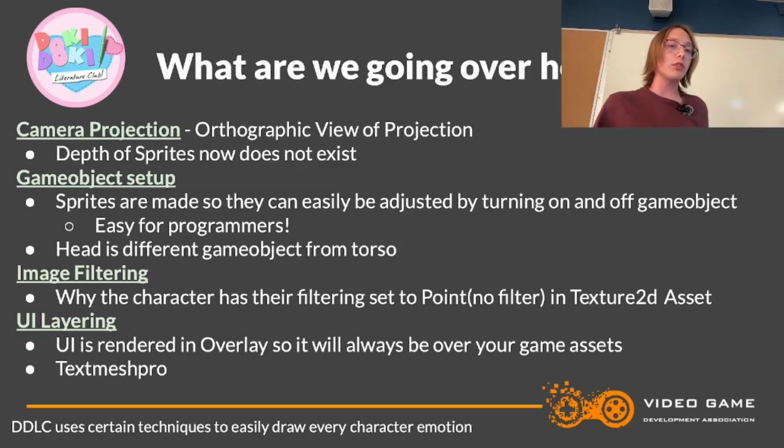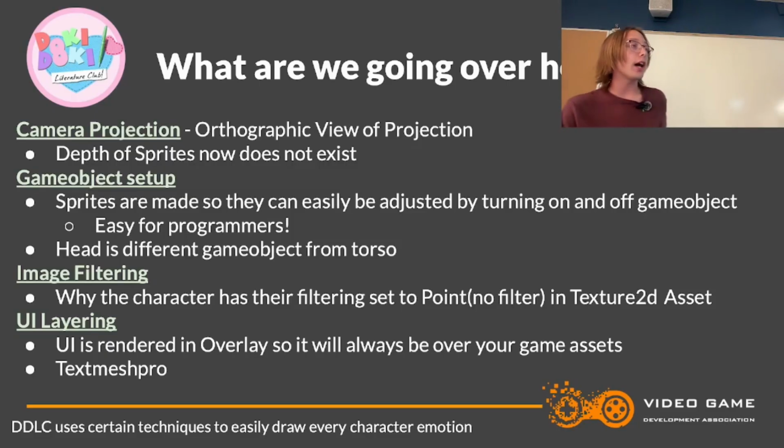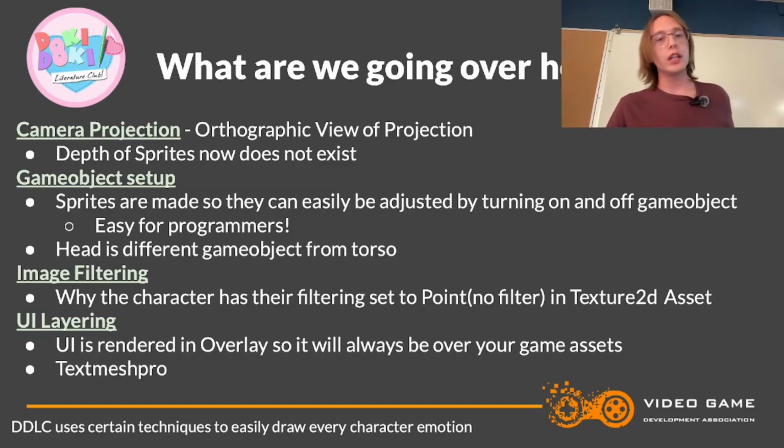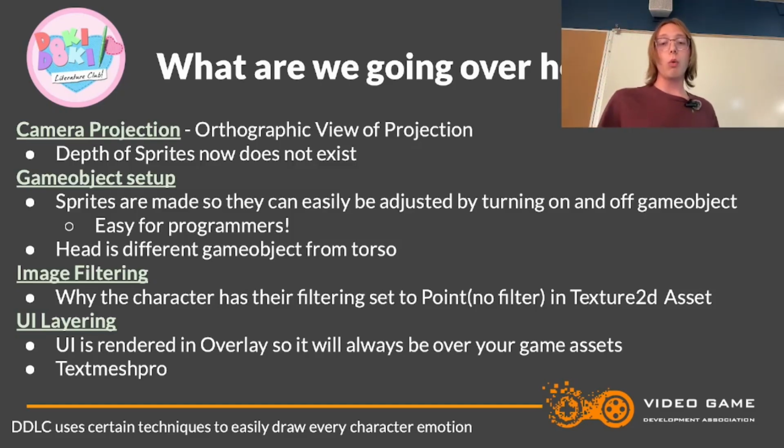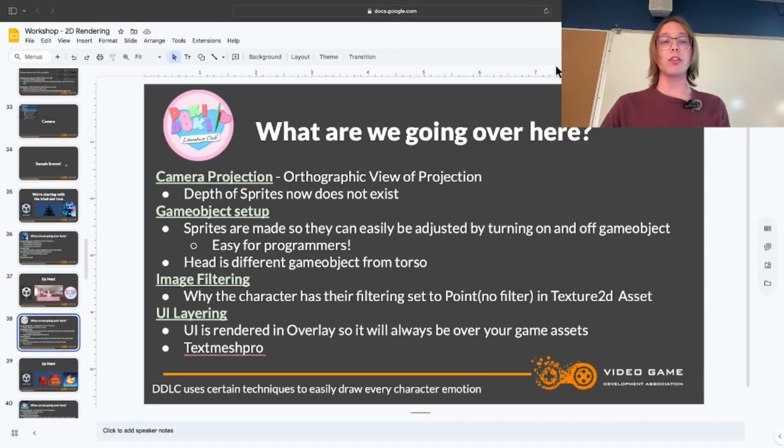And we're going to look at image filtering. Why the character has their filtering set to point no filter, even though it's a high resolution asset. As I said before, even though these sprites are all high resolution, and I said set them to their trilinear or bilinear filter, why we're using point no filter. And for our UI, just layering how UI is rendered in overlay, so it'll always be over your game assets, and Text Mesh Pro as well, which is the core component for text within Unity.